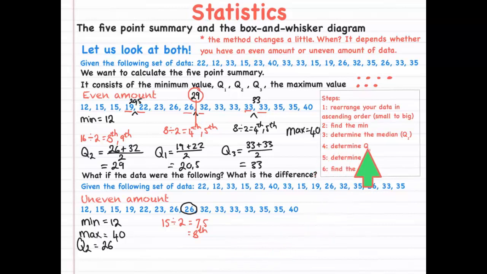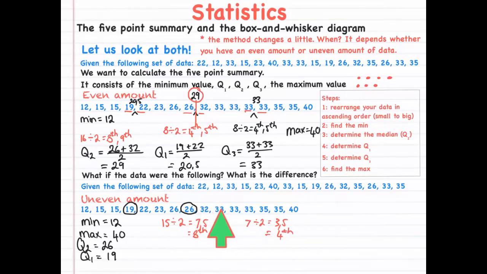Now we want to determine Q1, which is our lower quartile. Now the lower quartile is the one in the middle of our first half. So again, 1, 2, 3, 4, 5, 6, 7. There's 7 numbers in the first half. So I simply take 7 divided by 2. That is equal to 3.5. And we round it up to 4. So we are looking at the 4th number. And again, 1, 2, 3, 4. So I'll circle that with my black pen. It will be 19. And then we can simply write here at the bottom that Q1 is equal to 19. As easy as that.